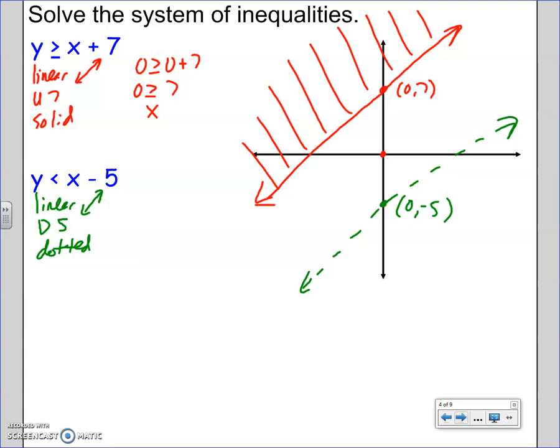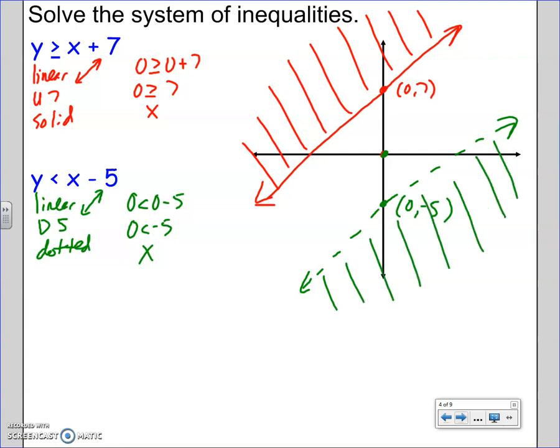Just because they're parallel doesn't mean it's no solution or infinite solution. It depends on where we're shading. If I shaded above this green line, there would be overlap. If I shaded below, there'd be no overlap. So to figure out where to shade, you do a test point. I like 0, 0, because it's still obvious on one side or the other. 0 for y, 0 for x, minus 5. 0 is less than negative 5. That's false. So I don't shade the 0, 0 side. I shade the other side down here. So now look at the picture. Is there an overlap? There's no overlap, so you have to write no solution. You could do the circle with a slash through it, your choice.